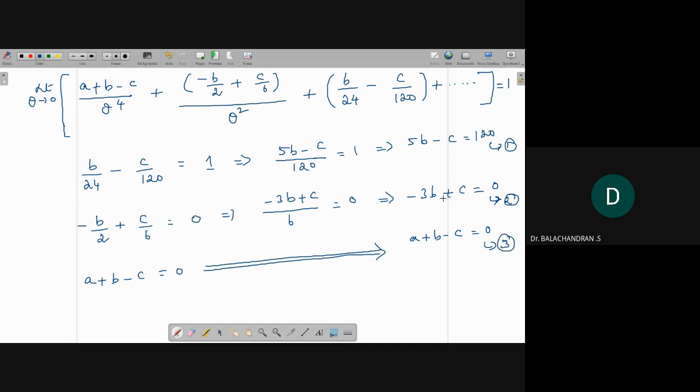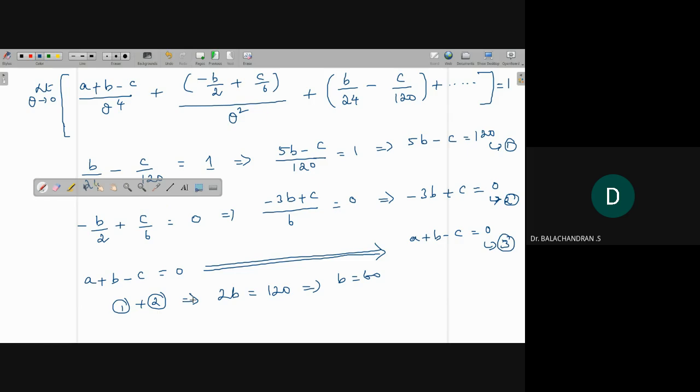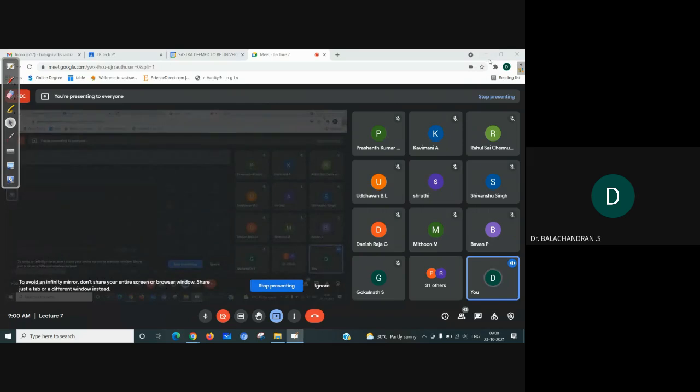If you add 1 and 2, minus c plus c gets cancelled. You'll get 2b equal to 120. Right hand side is 120 and 0. So this implies b equal to what? 60. If you substitute b equal to 60 in the second equation, 60, 120, 180, sir. Very good. Udavana. What is your name? Yes, sir. Yeah, Udavana. Yes. Okay.